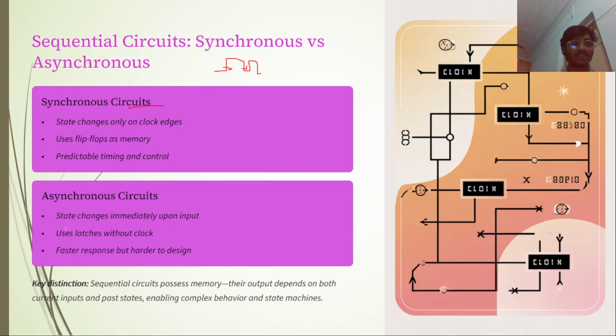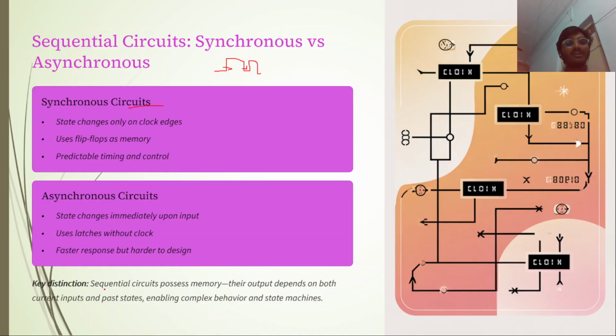In an asynchronous circuit, state changes immediately upon the input. When you give the input, asynchronous circuits start automatically, using latches without a clock. In an asynchronous circuit the clock isn't used, but in synchronous circuits the clock is used. Synchronous circuits have predictable timing and control. They are controlled more slowly, but an asynchronous circuit responds very fast and has harder designs.